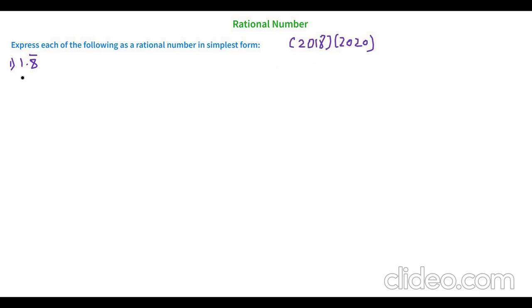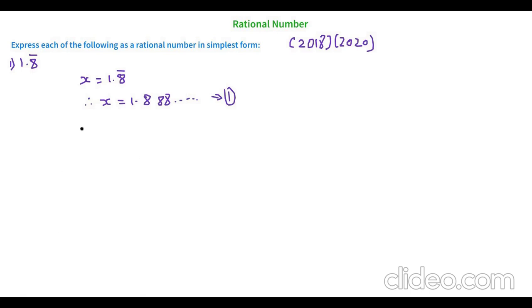The first question is 1.8 with a dash. Whenever we have a dash, it means that it keeps recurring, it keeps going, it doesn't stop. So let x equal 1.8 dash. Therefore we can write x as 1.8888... Let us keep this as equation number 1.